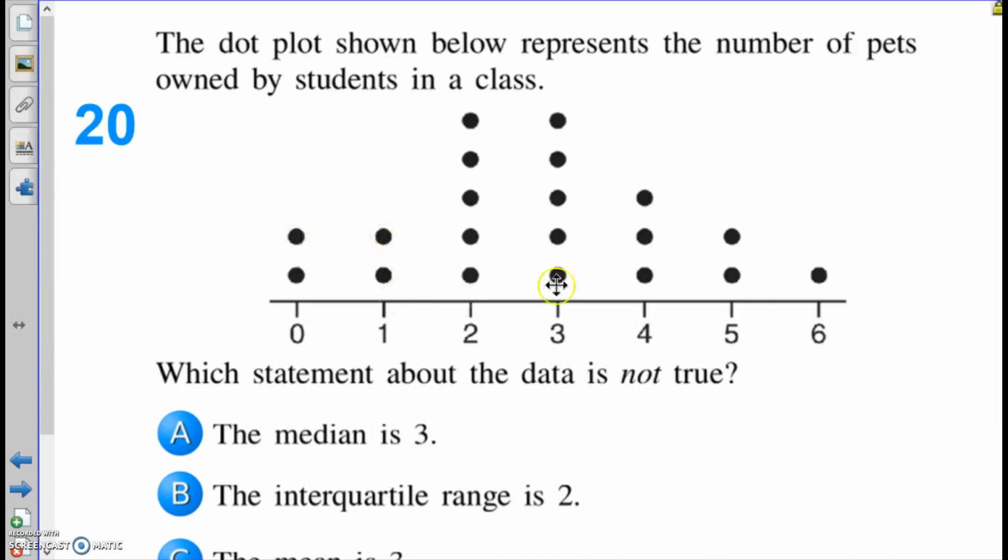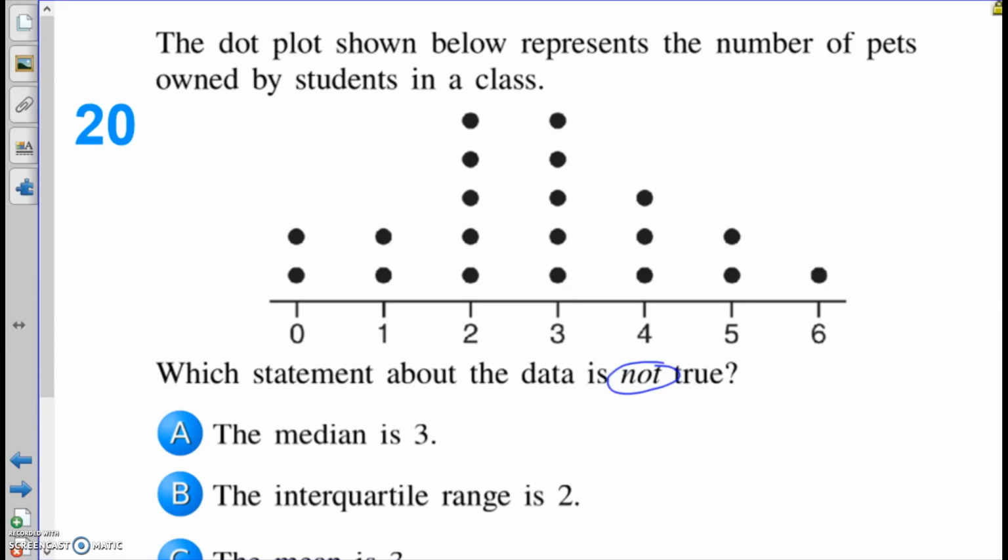The way dot plots work, this means that there were basically 2 students that had 0 pets, 2 students that had 1 pet, 5 students that had 2 pets, and 5 students that had 3 pets, and so on. Which statement about the data is not true? I remember, always circle things like not or false or all that stuff. So which is not true?